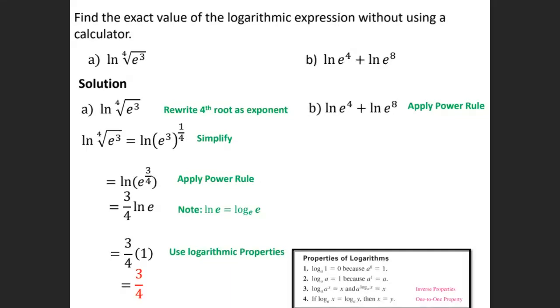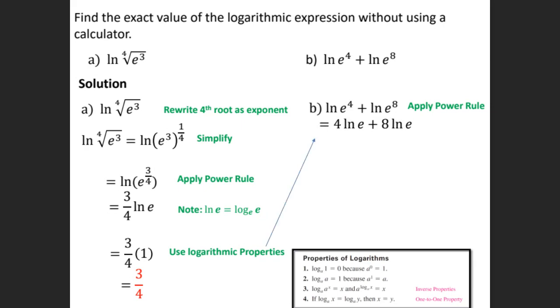All right, let's look at b. The natural log of e to the 4th plus the natural log of e to the 8th power. Okay, so first I'll apply my power rule for both. This is going to give me 4 times the natural log of e plus 8 times the natural log of e.